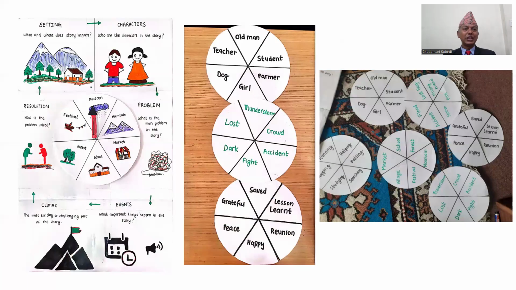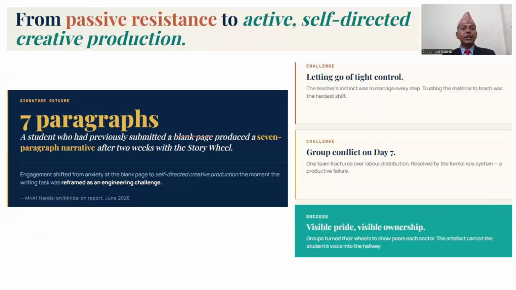Let's see, whatever things we have already talked about: here you see the setting, the character, the problem, the events, the climax, the resolution. Then you can see this is the model. These are the wheels which we have used. Okay, creative production. This one is the signature outcome.